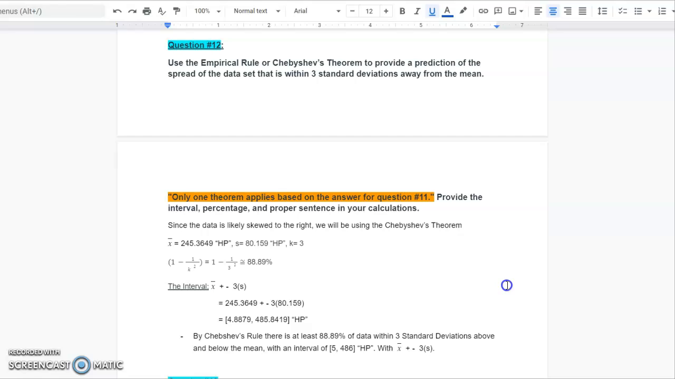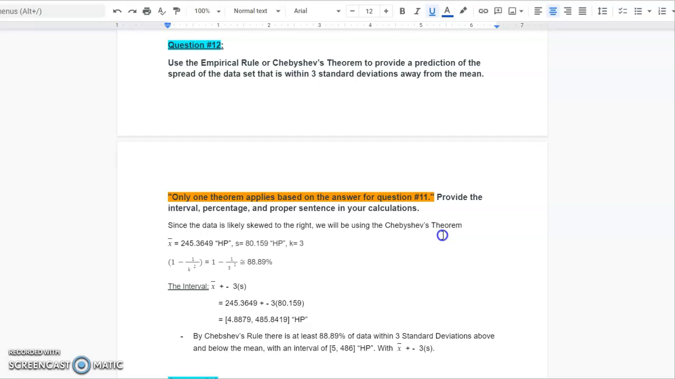For question 12, use the empirical rule, or Chebyshev's theorem, to provide a prediction of the spread of the data set that is within 3 standard deviations away from the mean. Only one theorem applies based on the answer for question number 11. Provide the interval, percentage, and proper sentence in your calculations. We found that since the data is likely skewed to the right, we will be using Chebyshev's theorem.